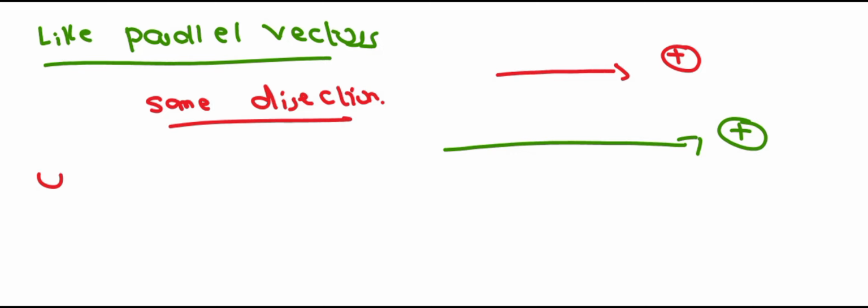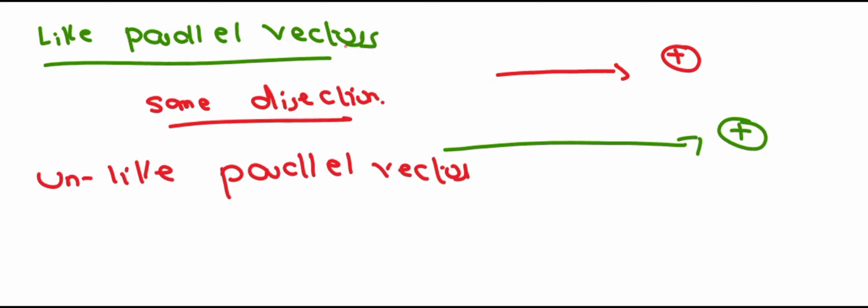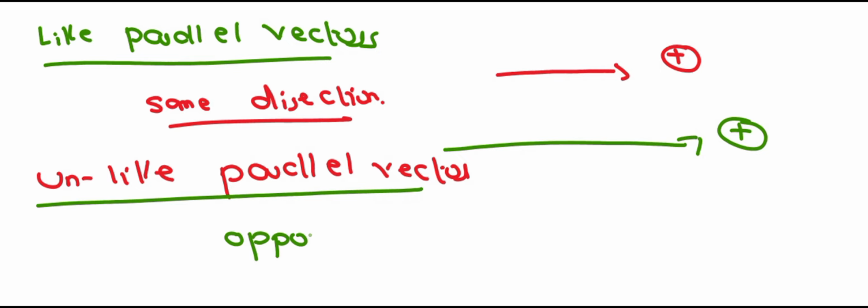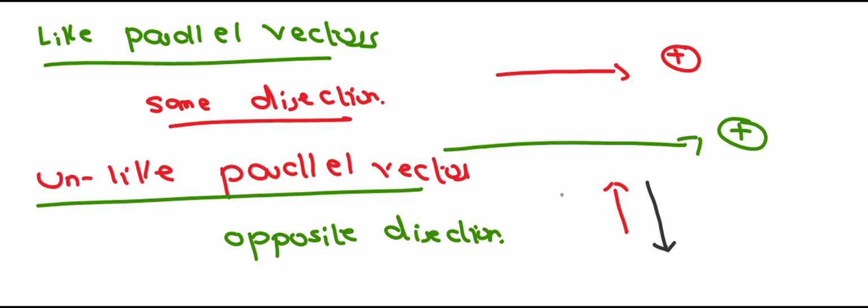Same case for unlike parallel vectors. Unlike parallel vectors are those vectors which are acting in opposite directions. So these are the unlike parallel vectors. Let's suppose our given vector is acting along the positive y-axis and the second vector is acting along the negative y-axis. So these are the unlike parallel vectors.